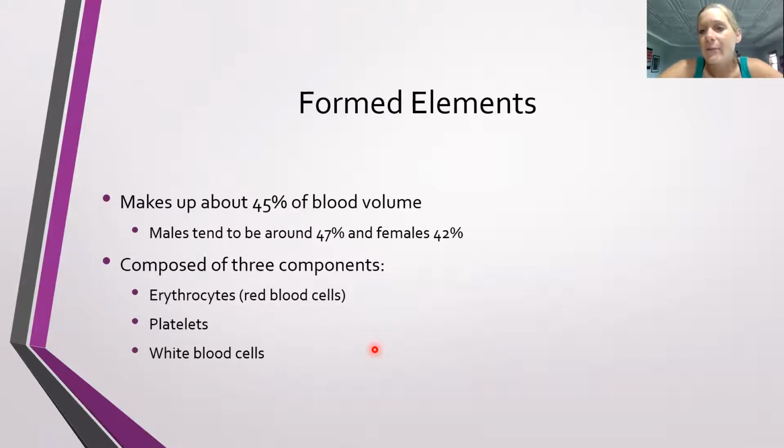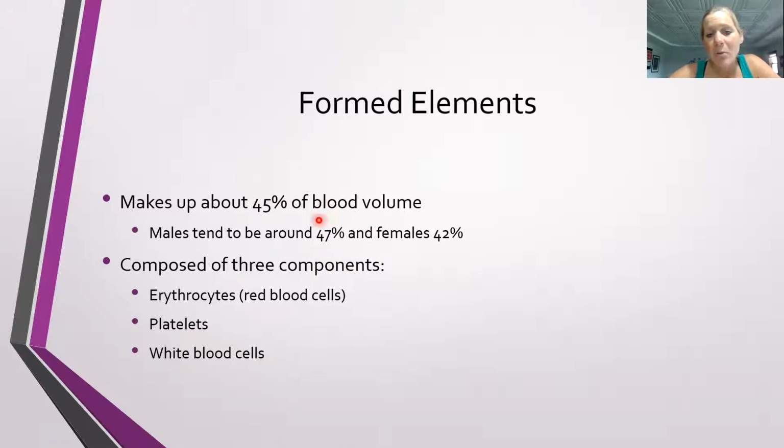Okay. Again, the formed elements are the other component of the blood. Again, these are pretty much blood cells. So the majority of our formed elements are known as erythrocytes or red blood cells. We also have platelets or cell fragments, and then a small percentage of our blood cells are white blood cells, which we know will play an important role with immune function. Again, about 45% of our blood volume coming from these formed elements.